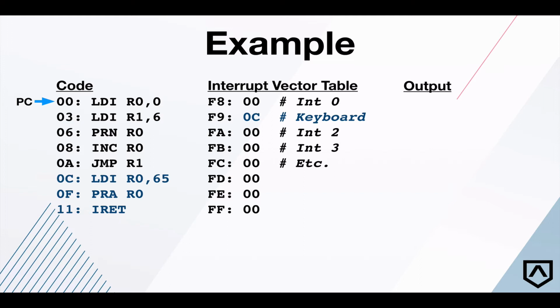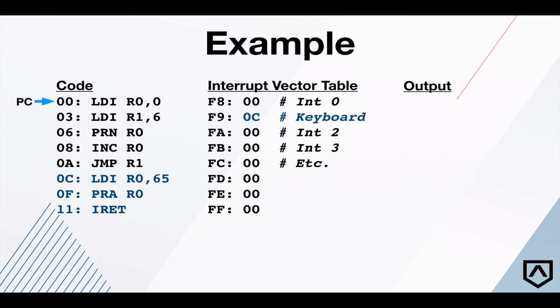So how do we read this? The code column on the left. The numbers on the left in hexadecimal are the addresses that these instructions begin at. So the PC is currently pointing at instruction LDI R0,0, which is at address 0. At address 3, we have the next instruction. At address 6, we have the PRN instruction, and so on.